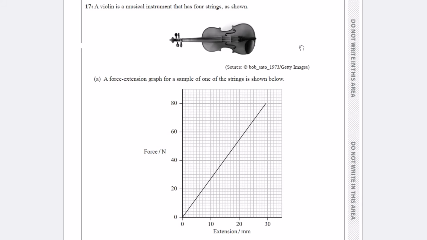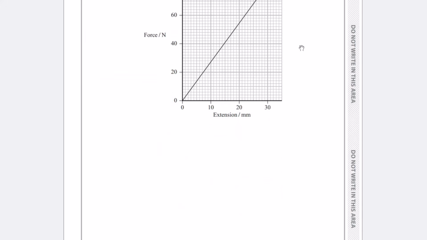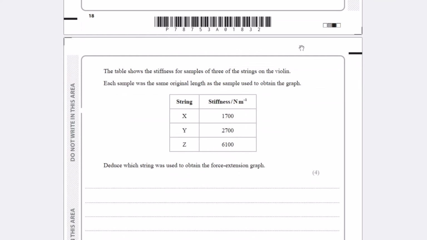Question 17 says, a violin is a musical instrument that has 4 strings as shown. The force extension graph for a sample of one of the strings is shown below. Fine. What does the question say? The table shows the stiffness for samples of 3 strings on the violin. Each sample was the same original length as the sample used to obtain the graph. Fine. Deduce which string was used to obtain the force extension graph.